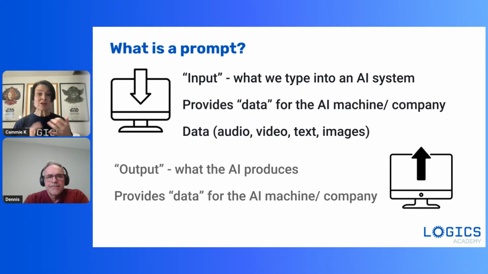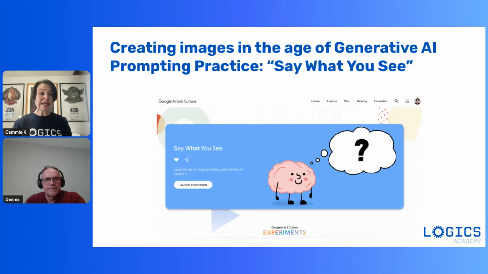And remember, that data could be audio, video, text messages. We saw that before with the machine learning video. And then output is what AI produces. And so that is also data for the AI machine and the AI company.